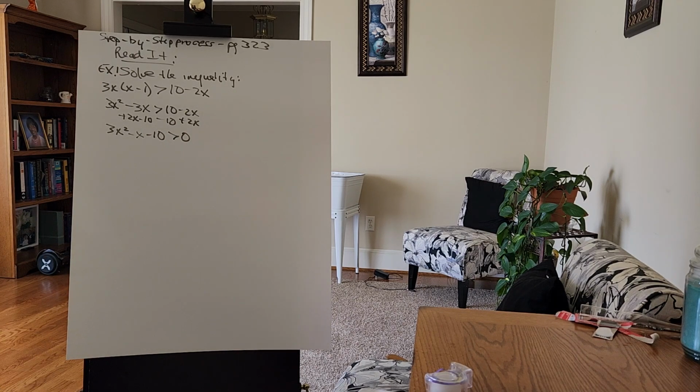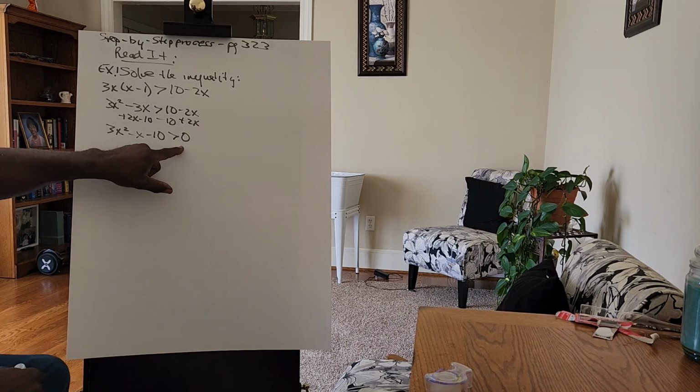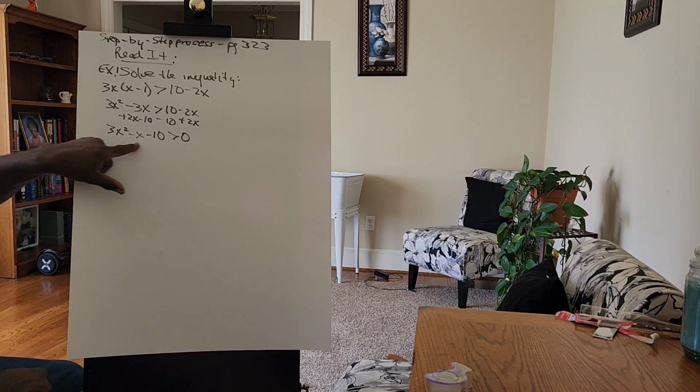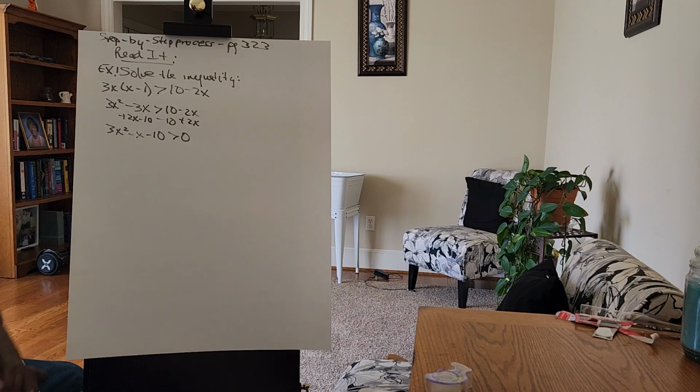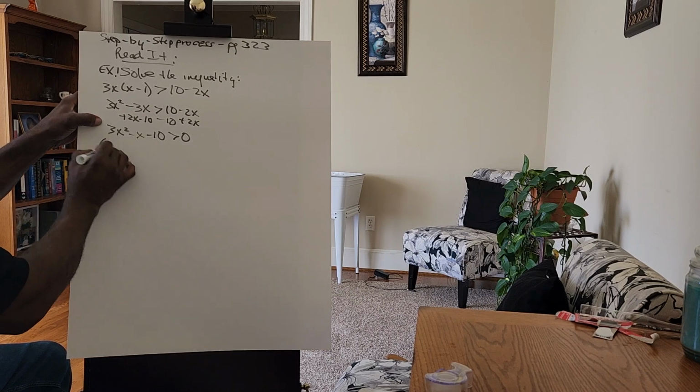So I added 2x to both sides, and then I subtracted 10 from both sides. Now I've got one side 0. This is always how you want to be. You want the left side in descending powers of the variable, 3x squared first, then x to the first power, then the number, and then whatever the inequality is, greater than, less than, or equal to, and then 0. You always want one side to be 0 before you try to solve the inequality. Now, factor this side completely.